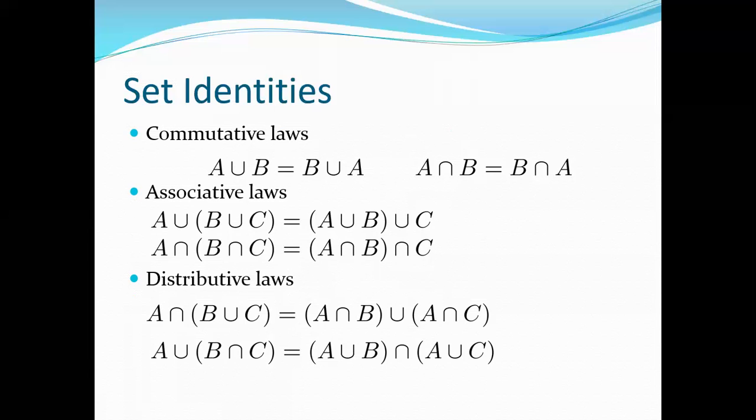But with respect to union and intersection of sets, it does hold, which is nice. And that should make sense to us, right? A union B is the same thing as B union A. Same thing with intersections.